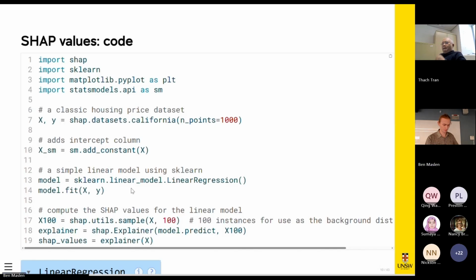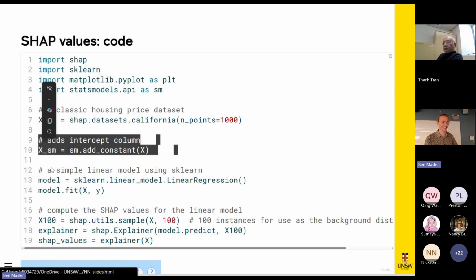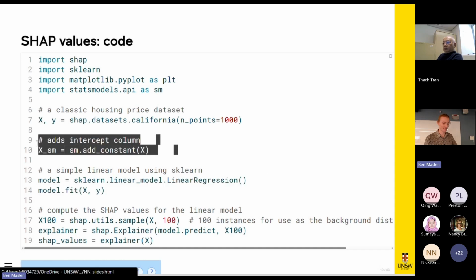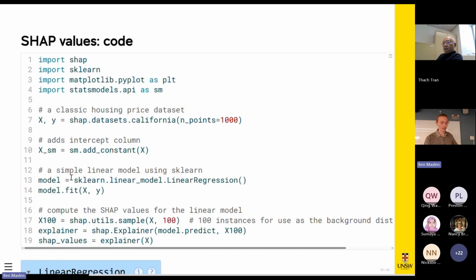Oh, we actually don't need that. You notice errors. Yeah, we never end up using this. Then we fit a simple linear model using sklearn. We load the linear model, linear regression, from sklearn. We fit this model to our data. Our X's and our Y's are added into this model.